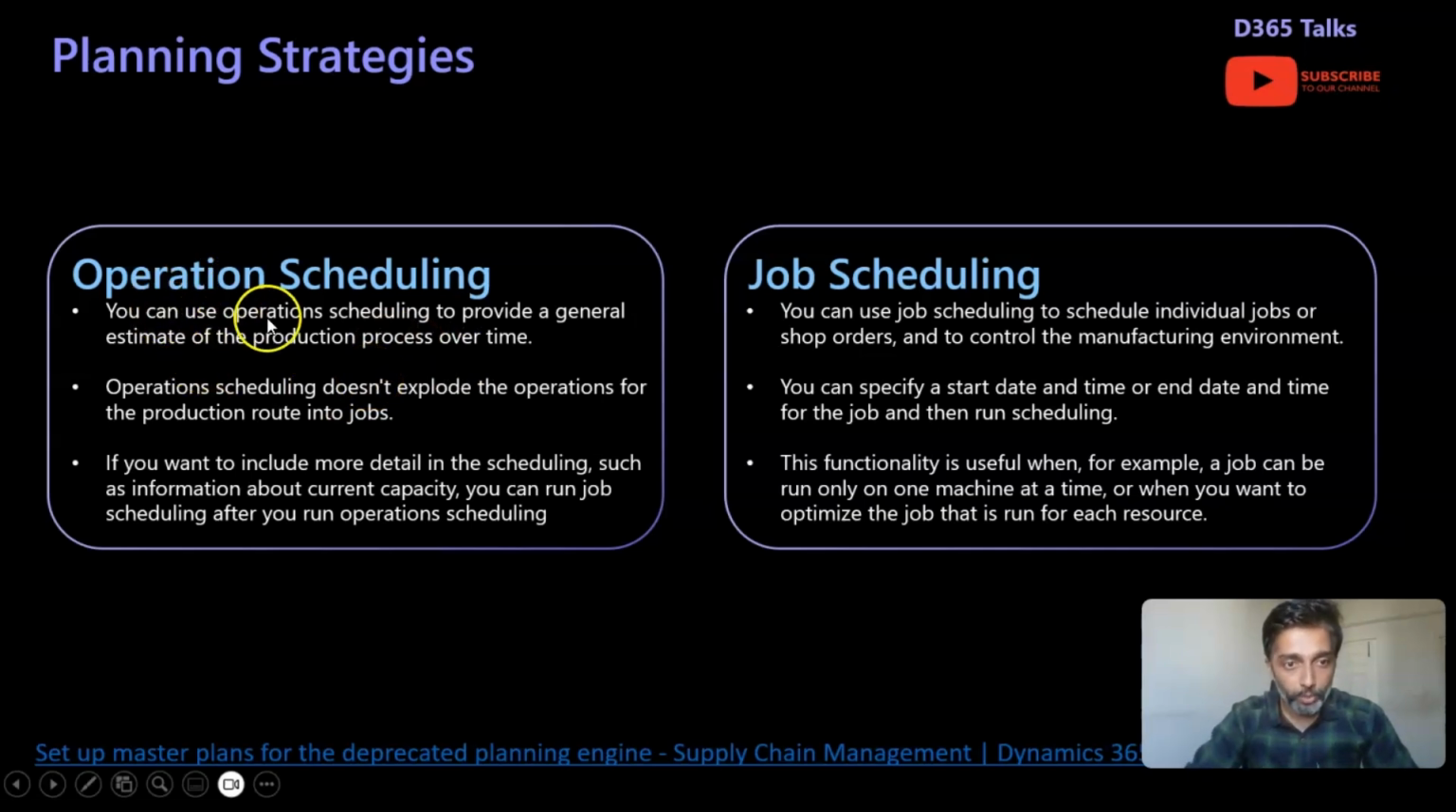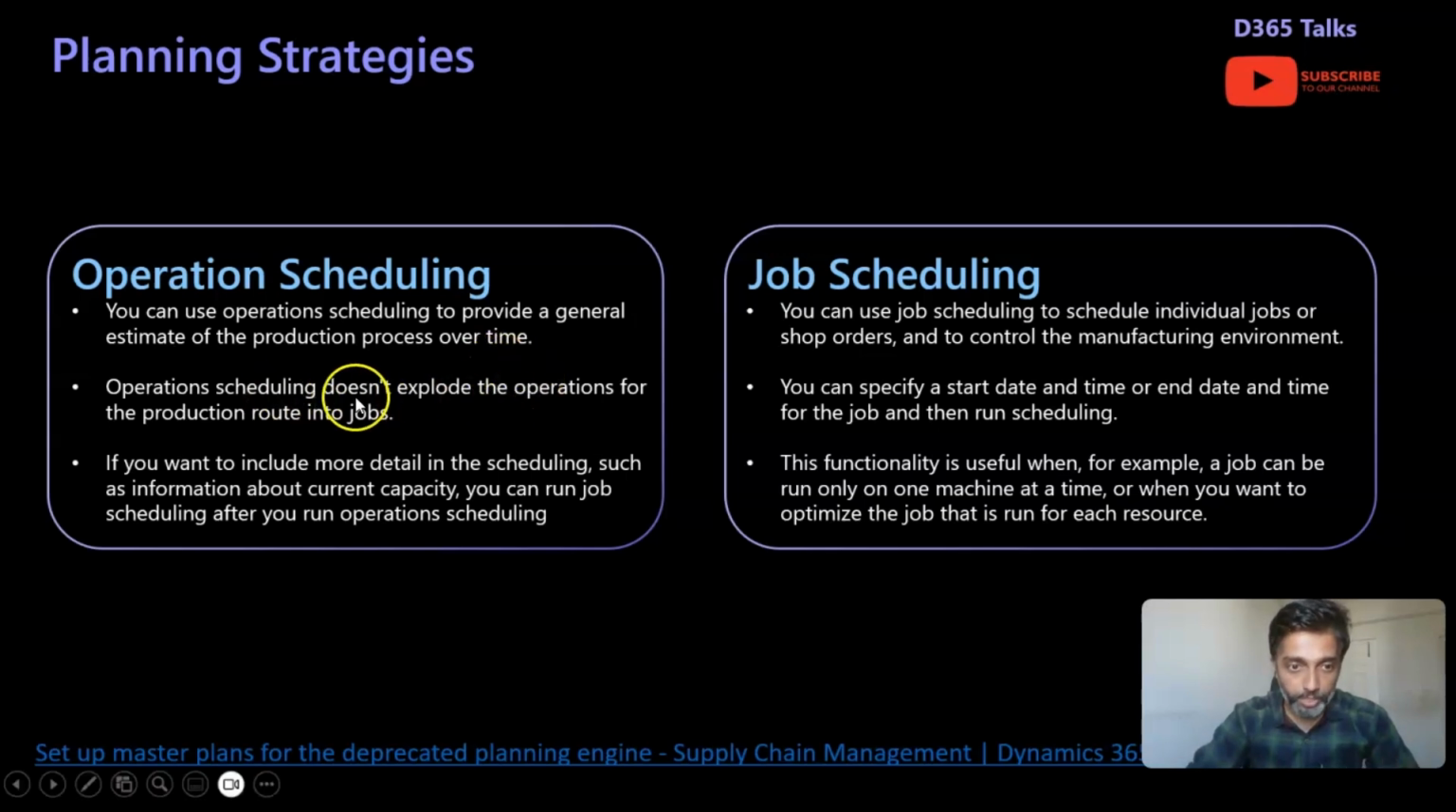So operation scheduling, you can use to provide a general estimate of the production process over time. Imagine you have various production processes, let's say you are manufacturing a shirt. You need to get the fabric, do the stitching operations, any washing operations which need to be performed, and then packing operations. There are various processes which need to be performed as you manufacture the shirt. So you do the operation level scheduling: what is the estimated time to complete the operation at a very high level?